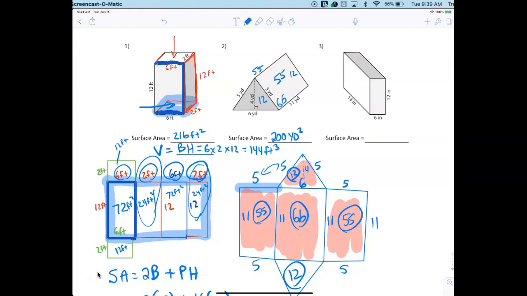I don't really get how you find the perimeter. Well, I'm not there yet. All right? We just found the surface areas. Everybody good with that?